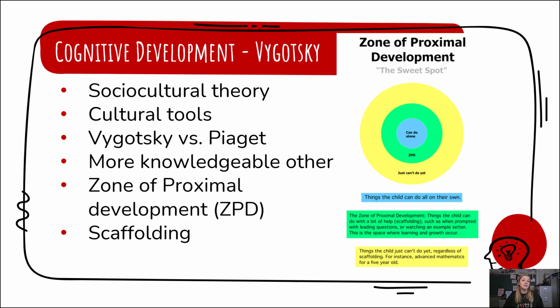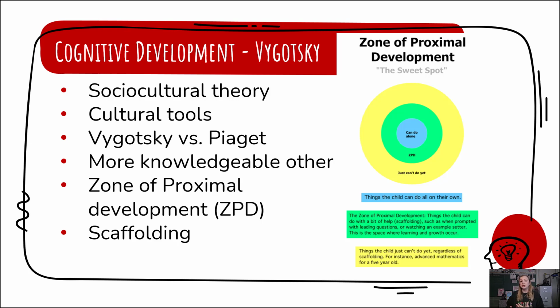One of the key points of Vygotsky's theory is the idea of the zone of proximal development, or ZPD. And this is the idea that children have a gap between what they can do independently and what they can do with support or with the help of a more knowledgeable other. And scaffolding involves providing that support by the more knowledgeable other to ensure that the child can fill that gap of what they can do on their own versus what they can do with the help of an adult.